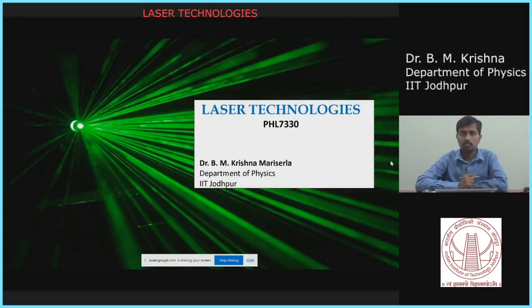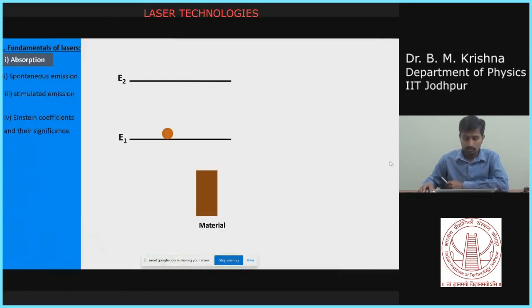So in the last class, we discussed the course contents and the fundamentals of lasers, and optical absorption. In optical absorption, we discussed a few basics, and now we continue with that. Here I have considered two energy levels, E1 and E2, of a material system. The material with length L is shown here.